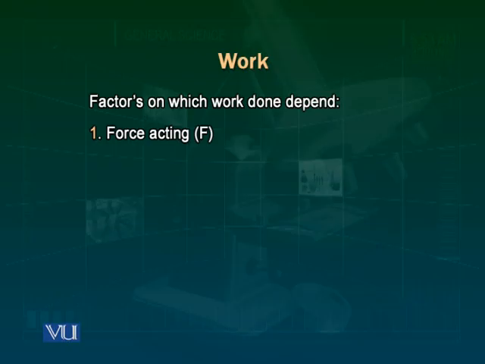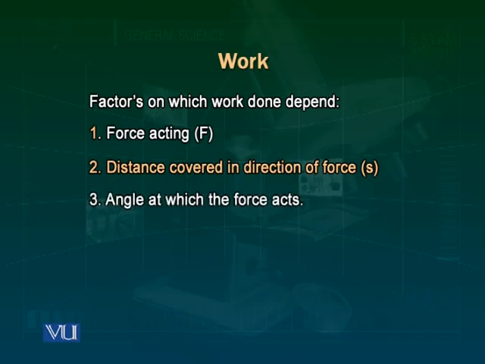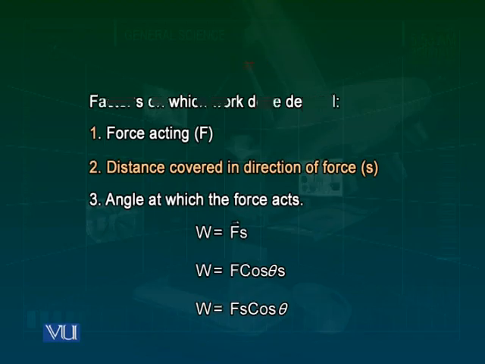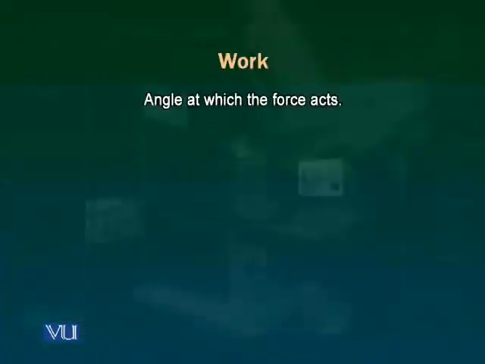Now, we have said the factors on which the work depends would be: A, it will depend upon the force which is acting on it. It will depend upon the distance covered in the direction of the force. And third, it will depend upon the angle at which the force acts. So W is equal to F dot S. And because we have said in our case, W is going to be F cos theta multiplied by S. Because F cos theta S are all scalar quantities, we can rearrange them and we find the general relationship of work, that work is equal to force into distance multiplied by cosine of theta.